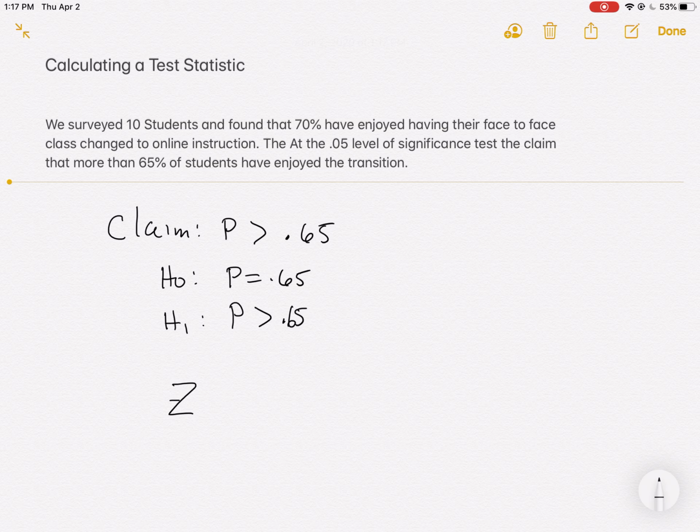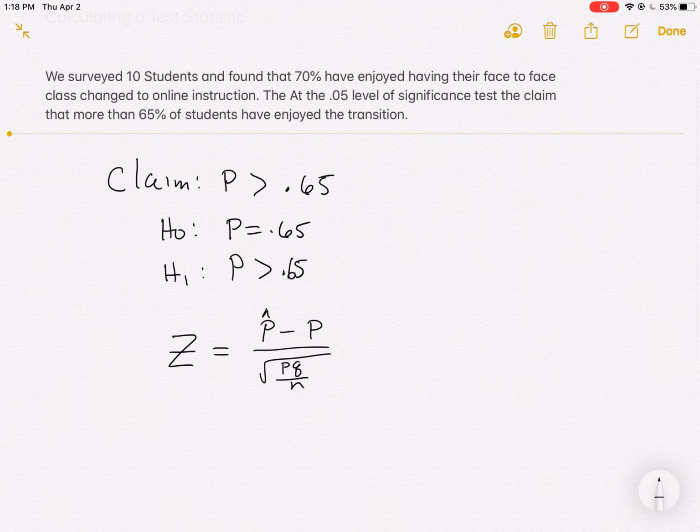It is this formula. z is equal to p hat minus p, all divided by the square root of pq all over n. And you know what? You have all of these numbers. It's so awesome. This z is the same z that's for a z-score, so you know what you're finding. You're finding a z-score. You're finding the distance between the sample value and this 0.65 in terms of number of standard deviations.